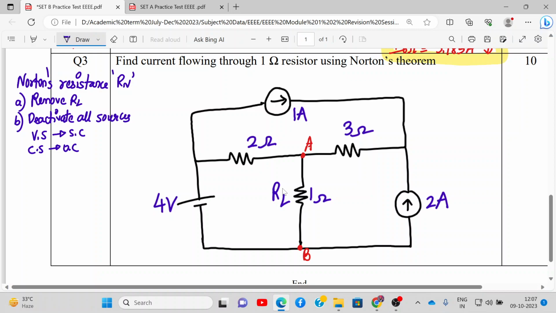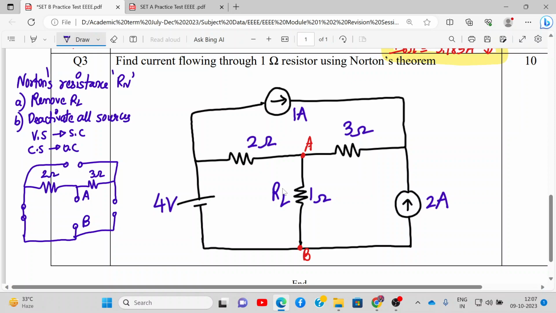So let's draw the circuit again over here, and we need to remove load RL. So here 4 volt will become short. Then we have this resistor. Then we have to remove load RL. So this is point A and this is point B. Alright. So here the current source is open circuited. Here we have another resistor over here, and this current source is also open circuited. So we have 3 ohm over here, and you have 2 ohm over here.